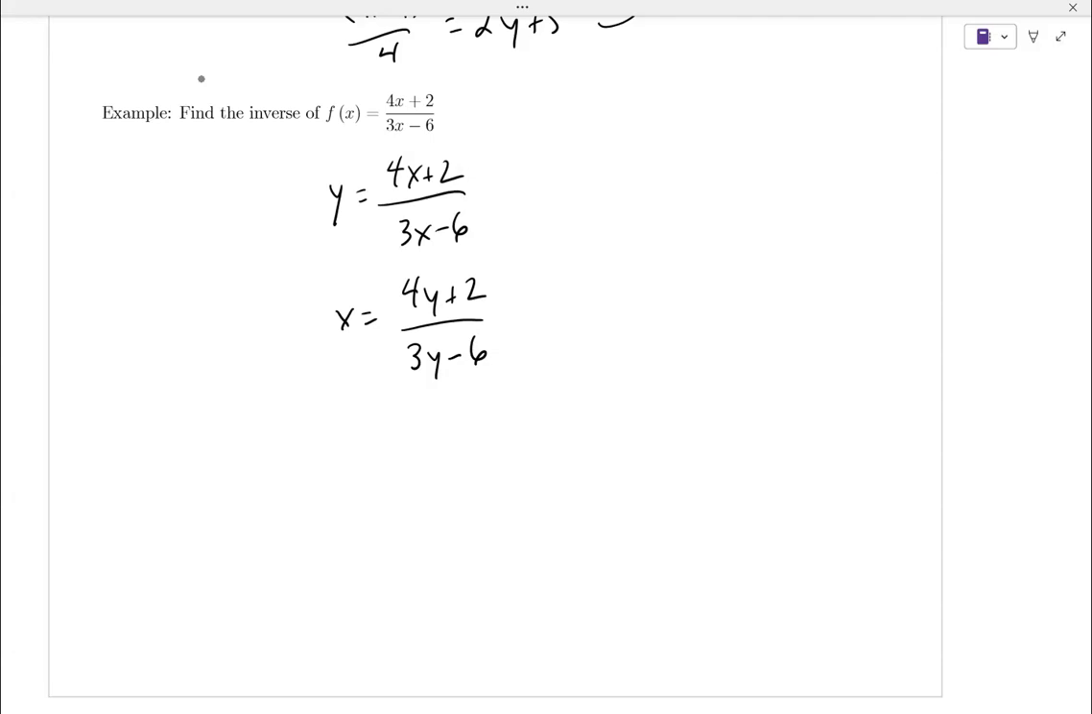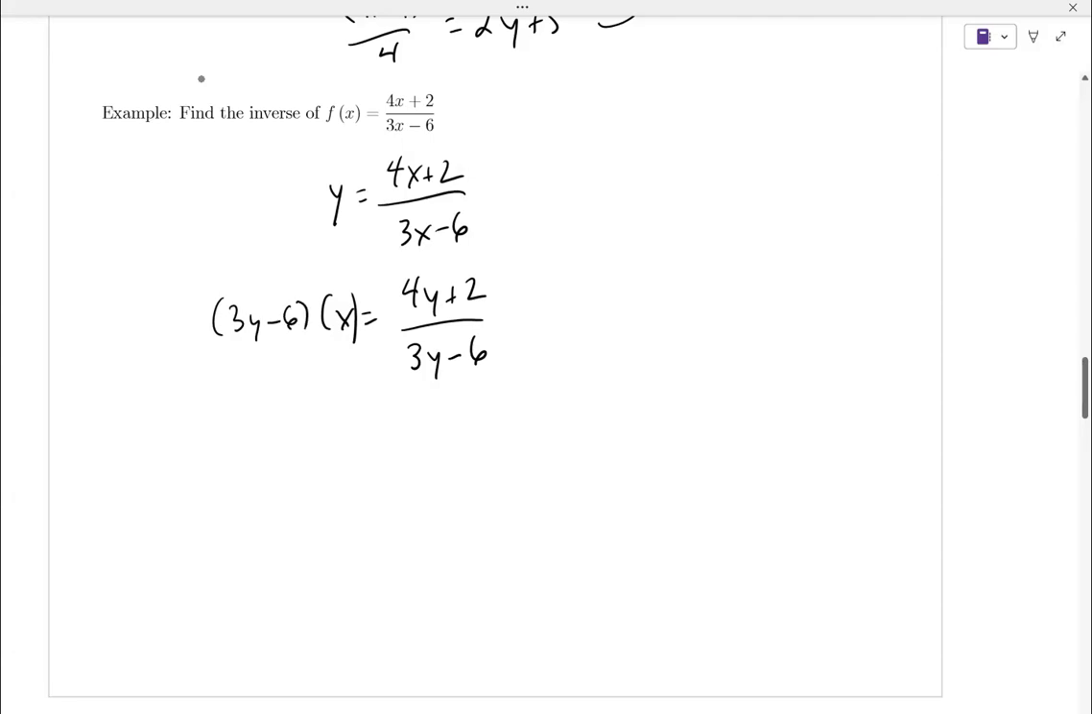So how can I simplify? What would I need to do to simplify? What don't you like about this? There's a plus on top and a minus on bottom. In particular, we have a fraction, right? Any way to get rid of the fraction? Yeah, let's multiply both sides by what?